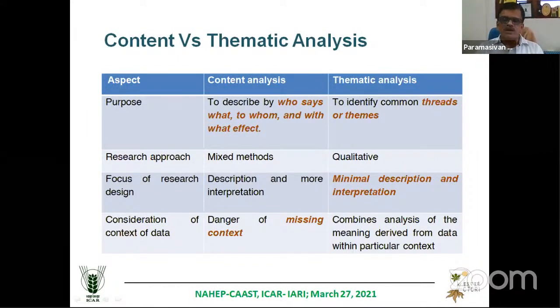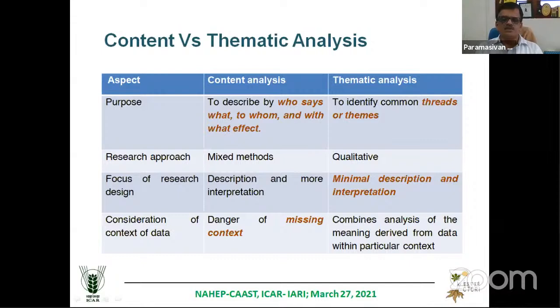But here, thematic analysis is not simply classifying the information based on the frequencies. It is based on the frequency of the words as well as the frequency of the meanings and the frequency of the labels. I will explain you later. You have to understand what the people perceive instead of quantifying them into numbers, some frequencies. Second, content analysis is a mixed method approach, but thematic analysis is primarily qualitative.